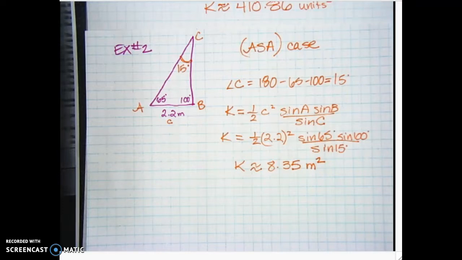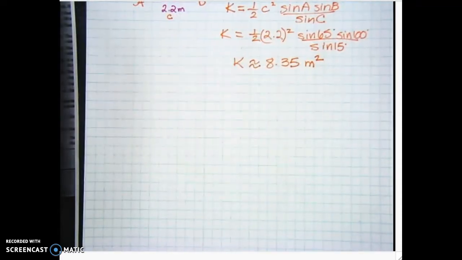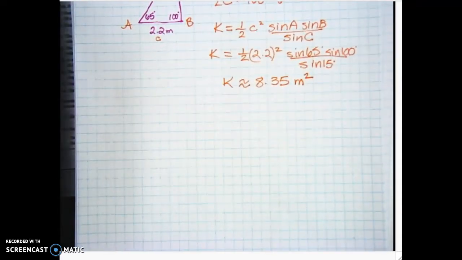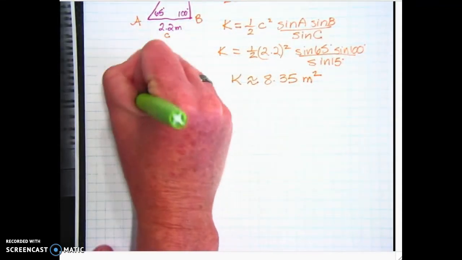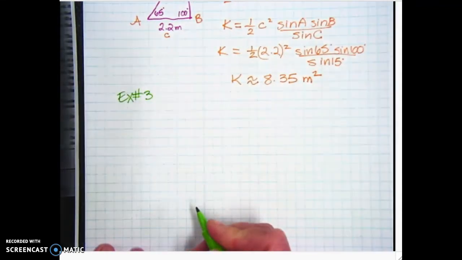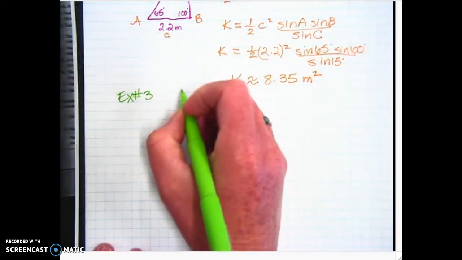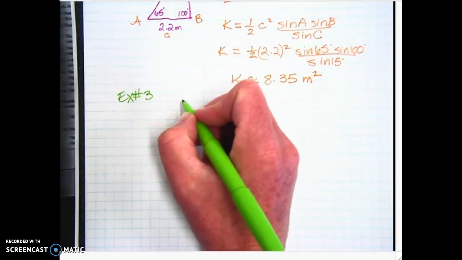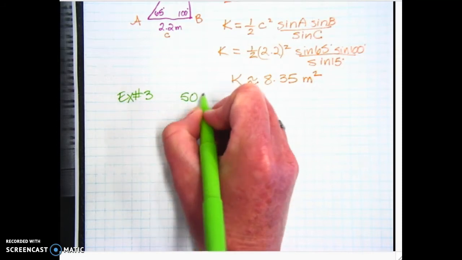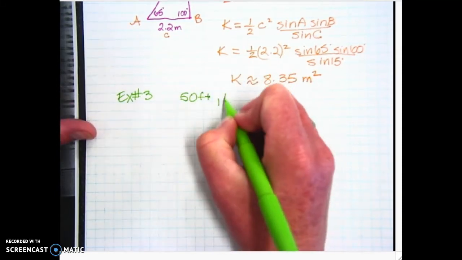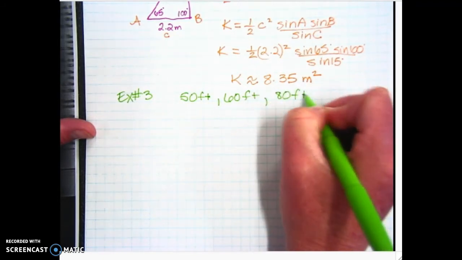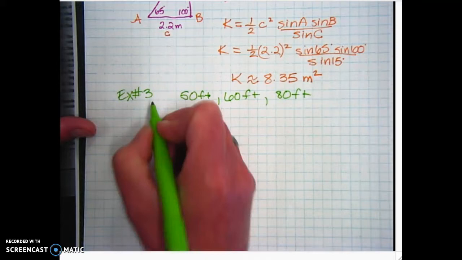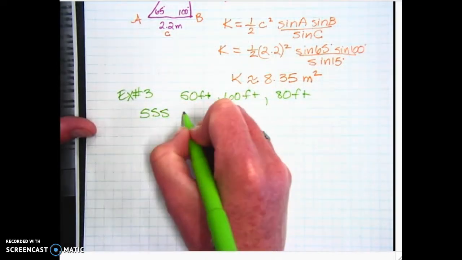Okay. Let's do one more. This will be example number 3. And your triangle is going to have lengths of 50 feet, 60 feet, and 80 feet. So clearly this one's what? Side, side, side case.